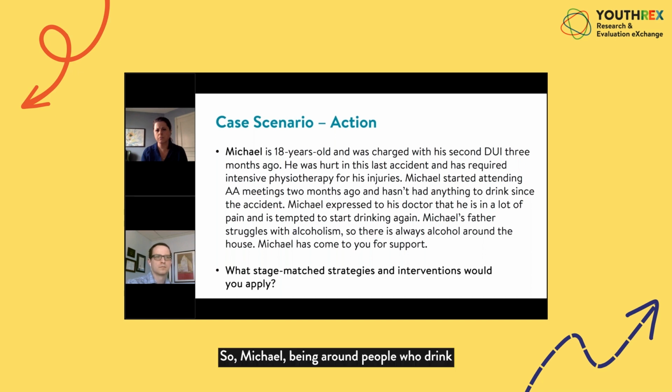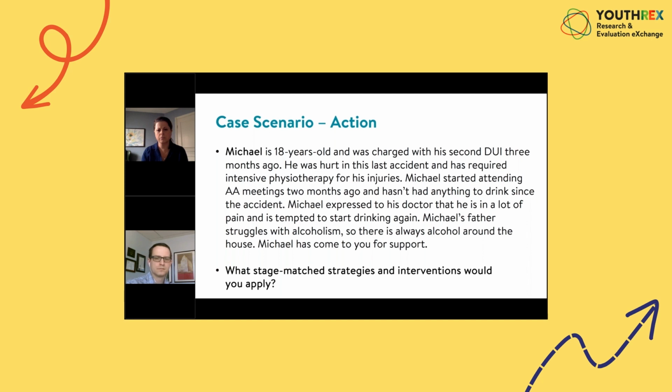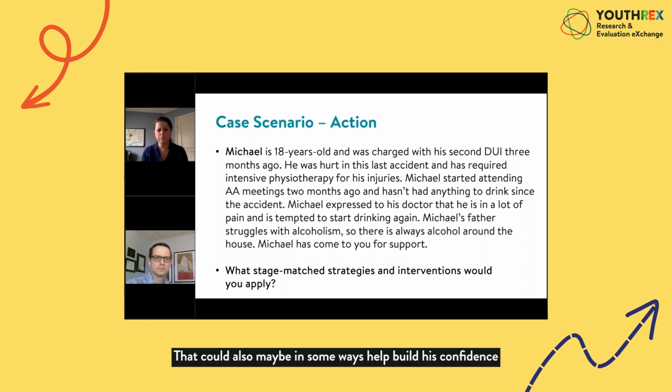So Michael being around people who drink is probably one of the things that has made him drink, just like his dad is in the house. But maybe getting Michael to be a peer mentor to other young people, so not to adults, but to young people like him who are not at the stage where he's at, where they're still actively drinking. Have him have a leadership role around maybe speaking, running workshops. You could give, or maybe just a testimonial, an opportunity to tell his story to young people to help steer them in a different way. That could also maybe in some ways help build his confidence and keep him from drinking.